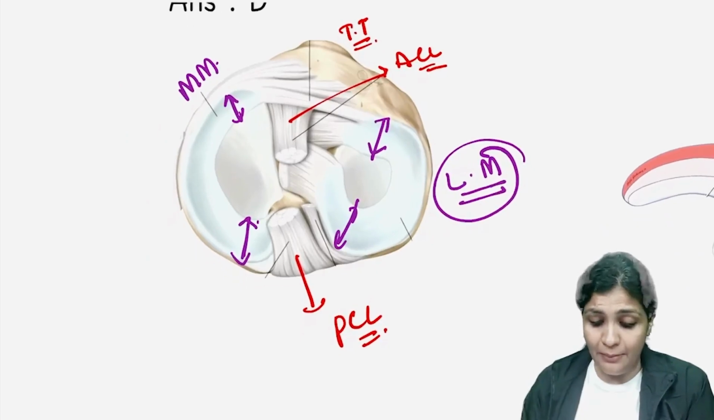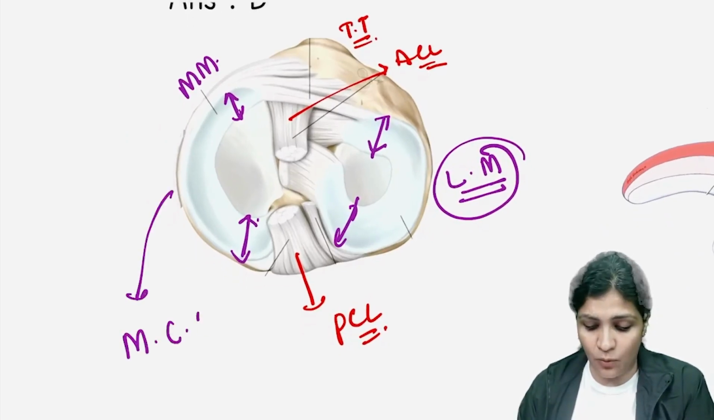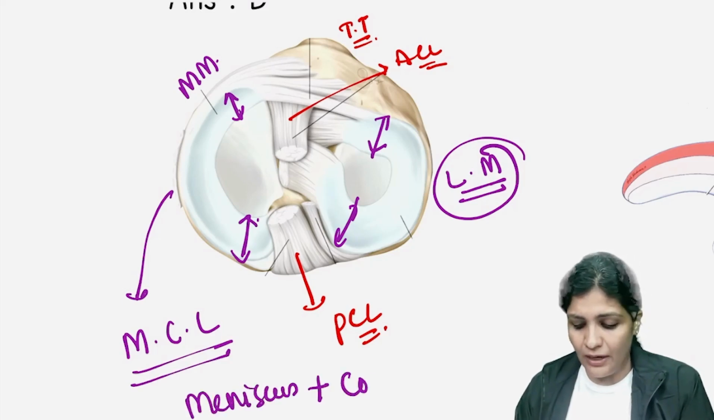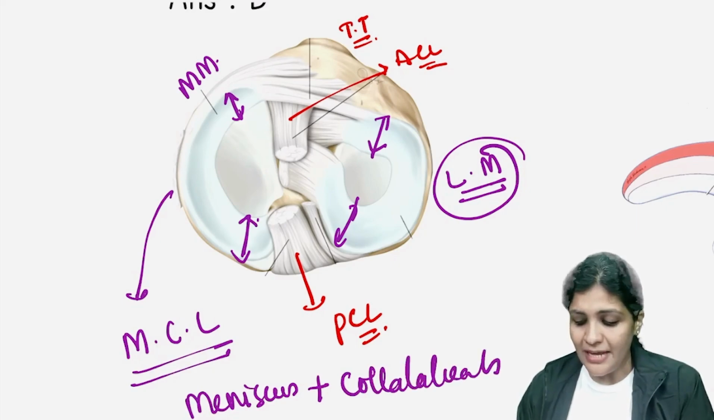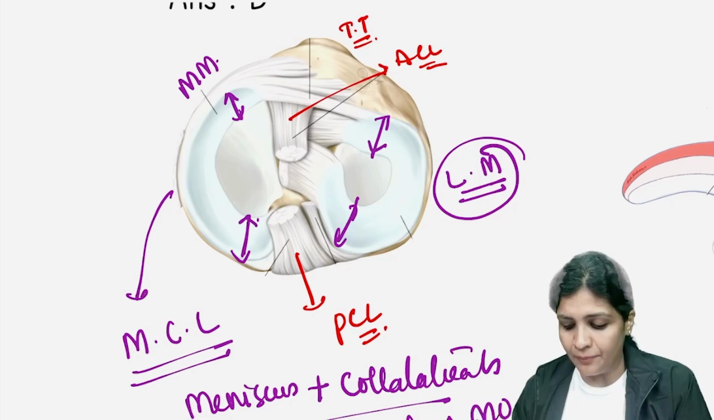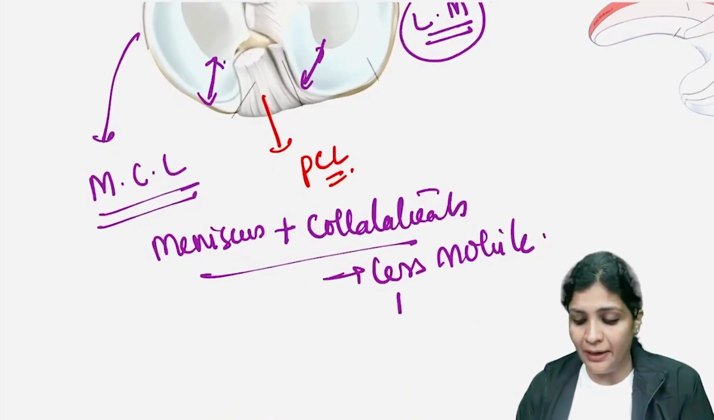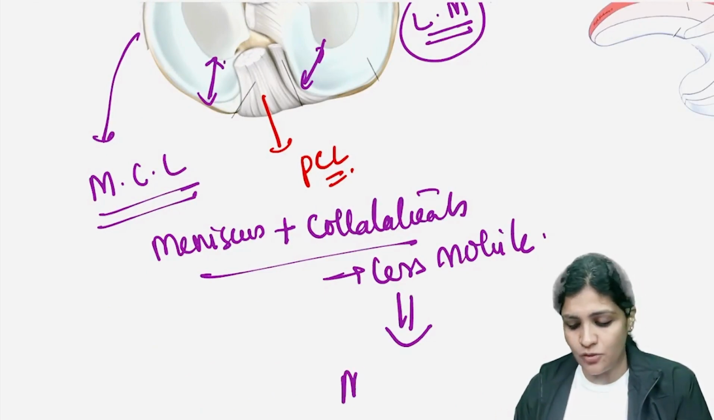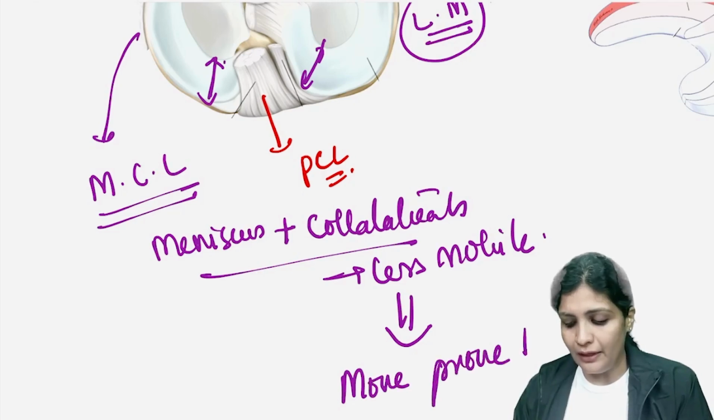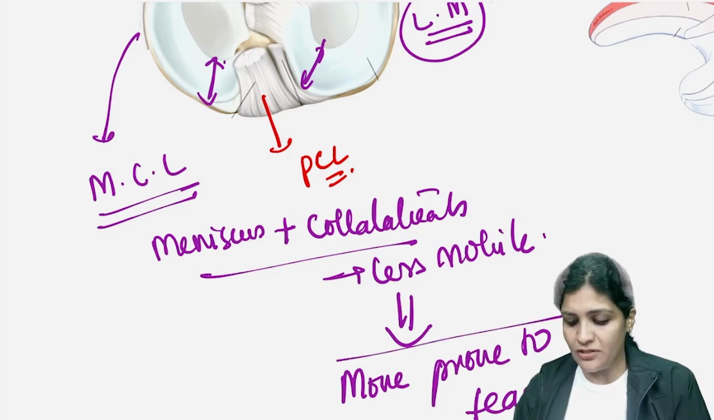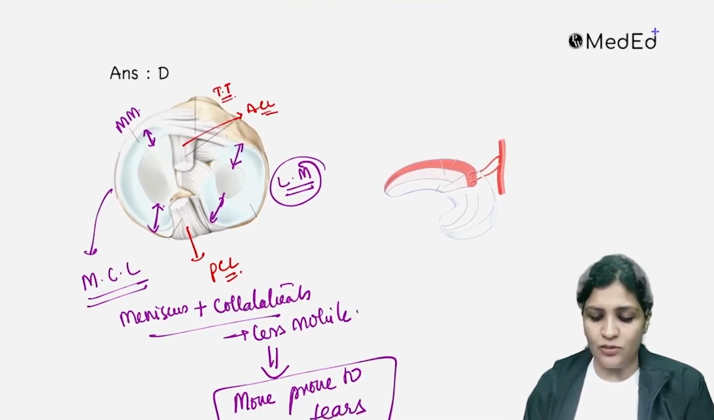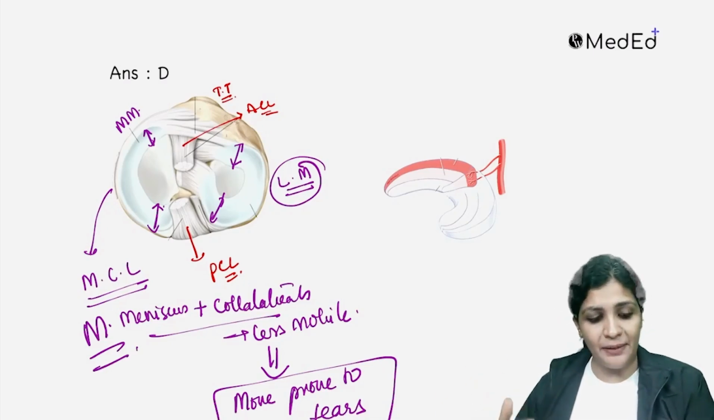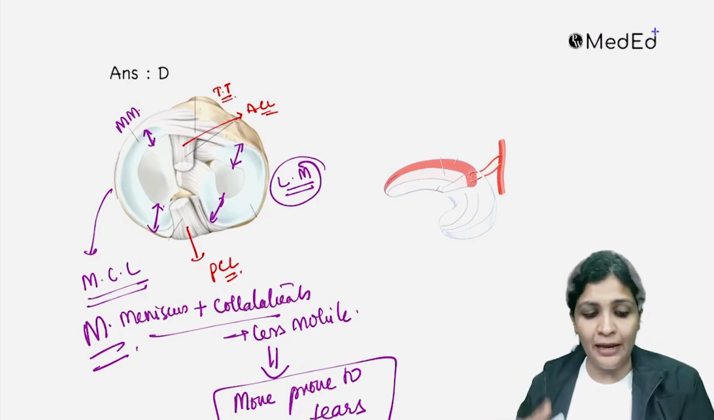And mind you, the medial meniscus is always related to the medial collateral ligament. So there is a binding of meniscus plus collateral. Hence, this is less mobile because of its attachment to the medial collateral ligament. Whenever something is less mobile, it cannot escape the injury. Hence, it is more prone to tears or more prone to injury. So medial meniscus is more prone to injury compared to the lateral meniscus. And in case of ACL and PCL, ACL is more prone to injury than PCL, right?